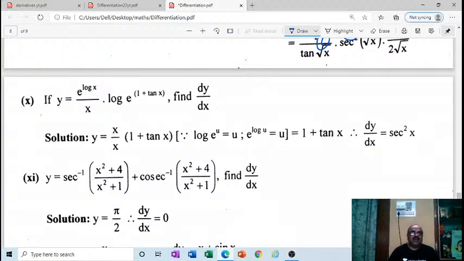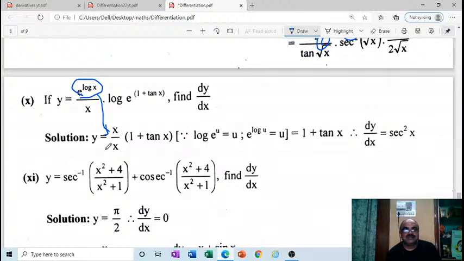y equals e power log x by x into log of e power 1 plus tan x. Find dy by dx. Friends, this is one thing that you all need to know about it. E power log x is like e power log u, which is u. So e power log x, the answer is x.